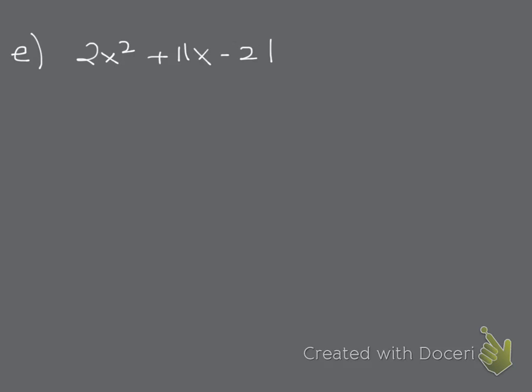Find the GCF. Is there a GCF? No. Okay, what do I need to do here? What method? I have to do rooftop, right? I have to do rooftop because there's a coefficient in front of x. Okay? So 2 times negative 21 is negative 42. So I need to find factors of negative 42 that equal positive 11.